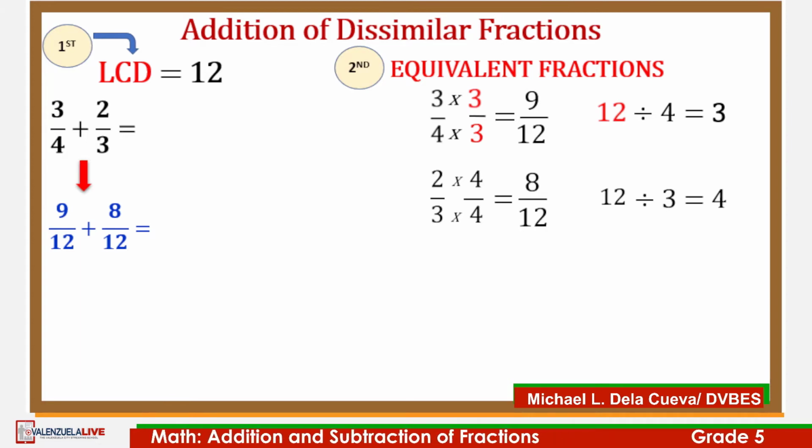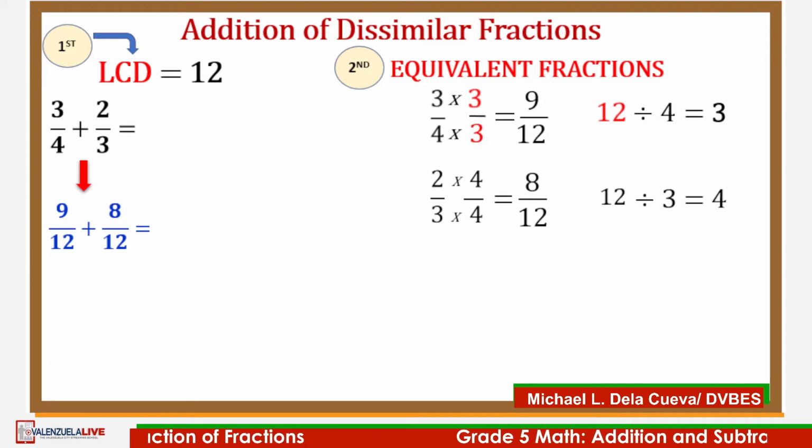So again, we have similar fractions because we have the same or common denominators. We will add the numerators: 9 plus 8 is equal to 17.